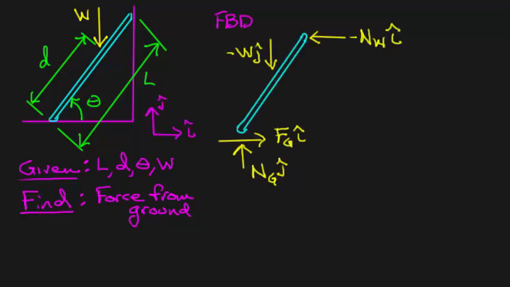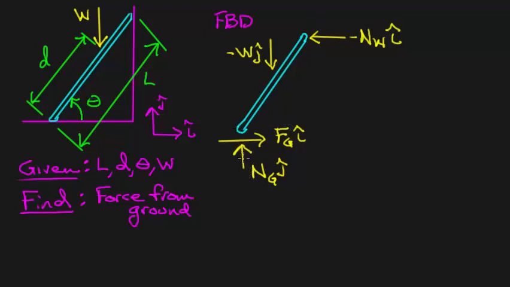So next thing we did was we drew the free body diagram of the ladder itself. Here's the weight of the person on the ladder pushing downward in the minus j hat direction. I got the wall pushing outward. This is a normal force. Remember, there's no friction on the wall. And then I've got these two forces from the ground.